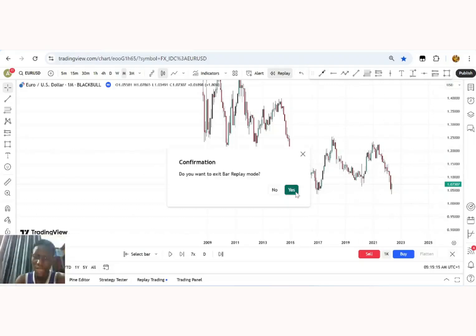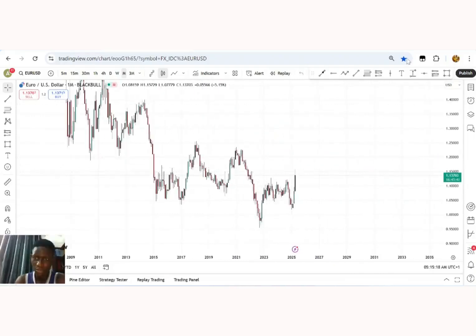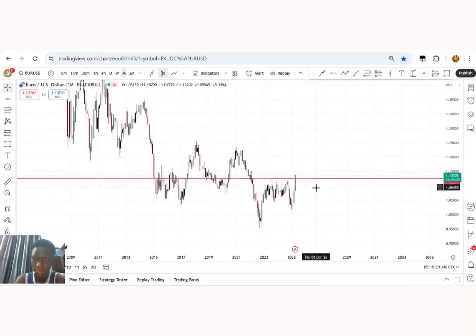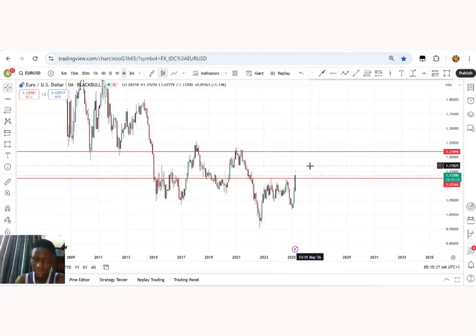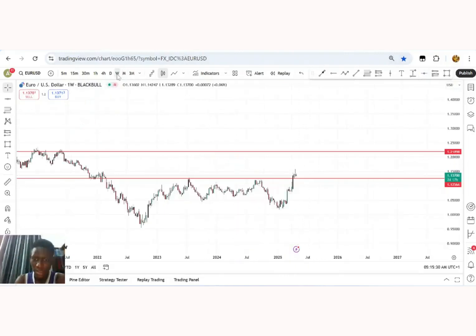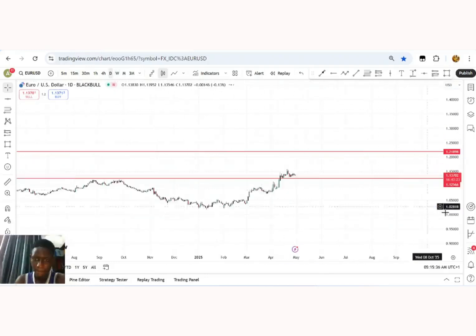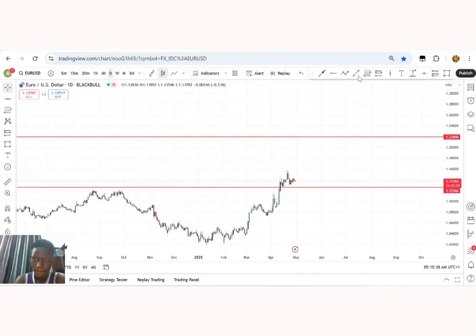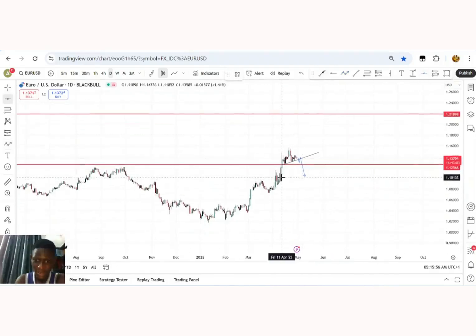So applying this to the current market, we have this zone. If you close above, this is the next zone of interest. Narrow it down to 1 week, you can see. Narrow it down to 1 day, you can see this. So you can draw your trend line, like this. If the market breaks this trend line to retest, it might likely come and retest this zone.